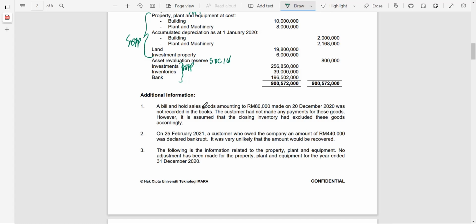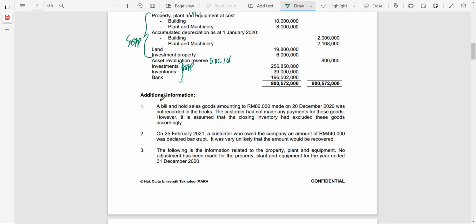Next, we look at the first information. The first information is on Bill and Wholesales. That will be adjusted in the statement of profit or loss. That amounts to 80,000 that was made on the 20th of December 2020. It was not recorded in the books. So the customer has not made any payments for the goods. However, it is assumed that the closing inventory has excluded these goods accordingly.